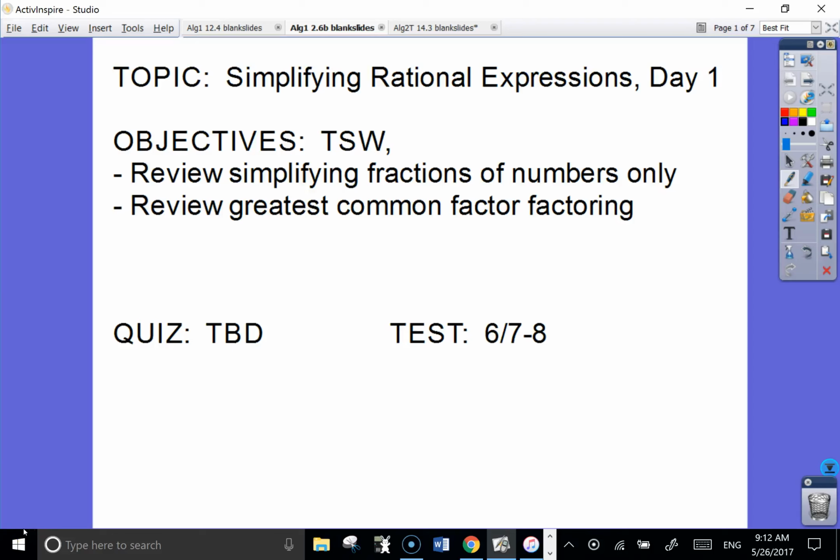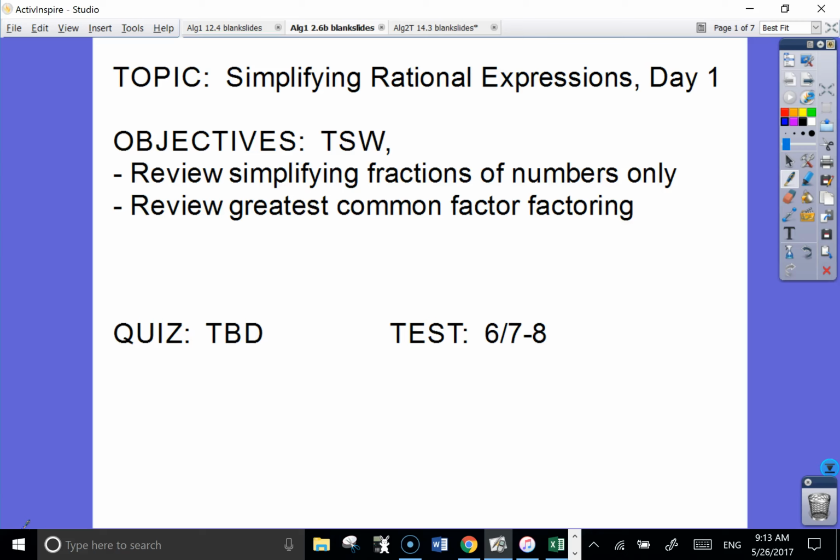All right. So we're going to spend a couple days on what I'm calling simplifying rational expressions. Now, by rational, we mean fractions. Any number that could be represented as a fraction is considered a rational number. We're more interested, because this is algebra, in fractions that have variables, maybe in the numerator, maybe in the denominator, maybe in both.